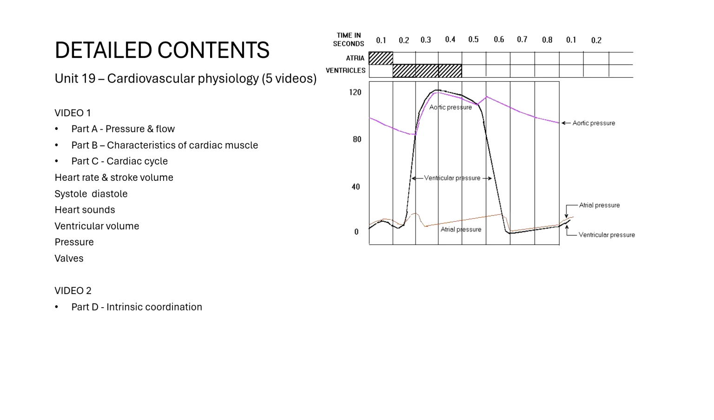The second video consists of Part D, intrinsic coordination. That is the built-in coordination which allows the heart to beat atria first and then ventricles. It includes the conducting system, cardiac impulse, and the ECG.